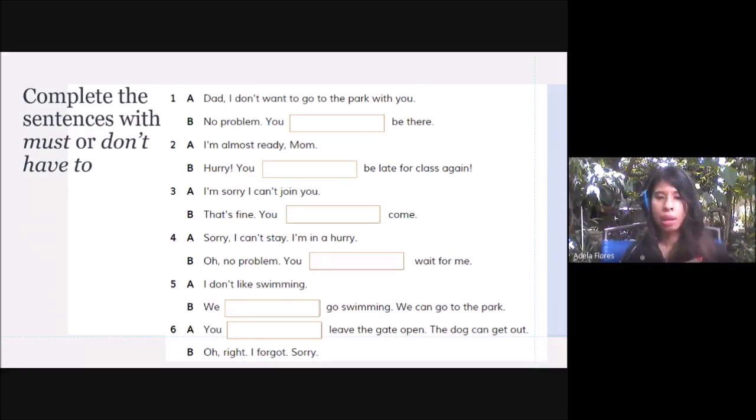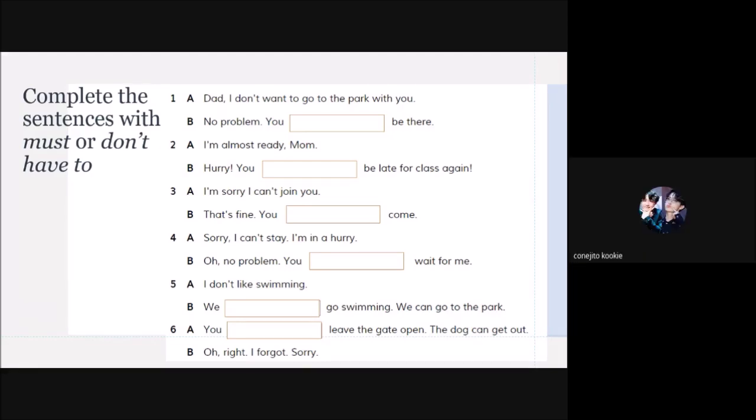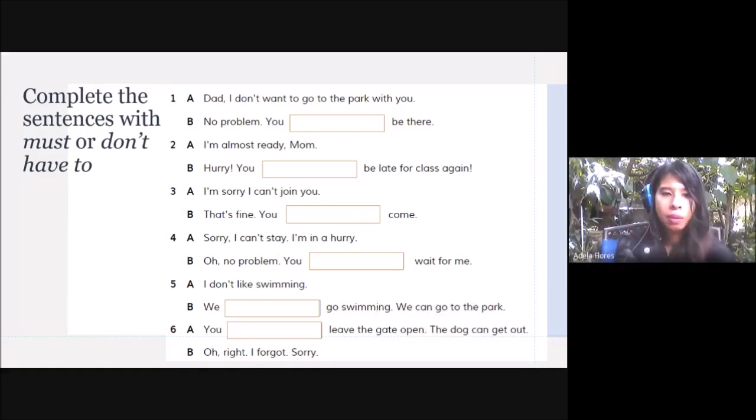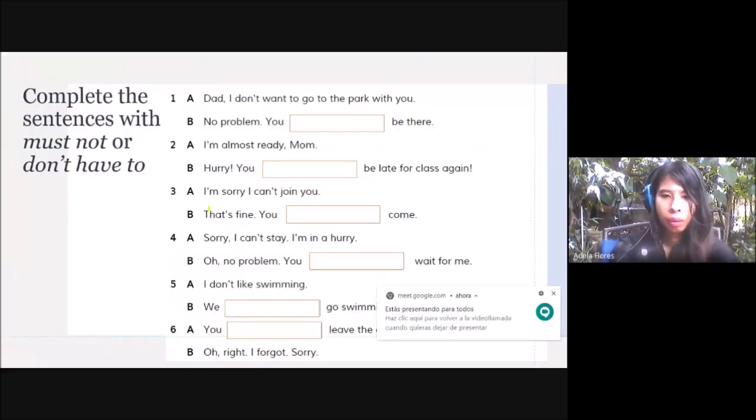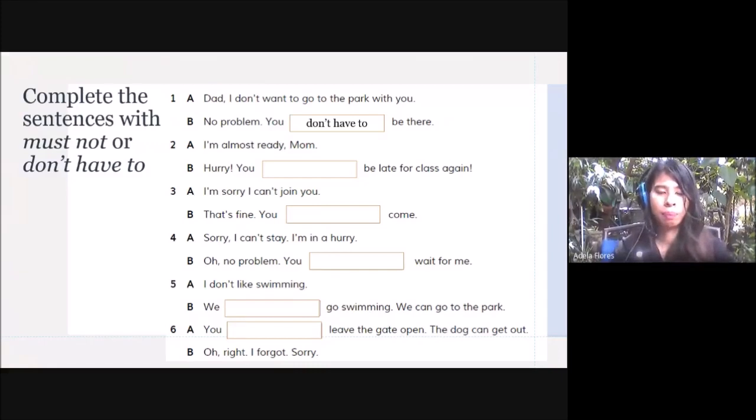Here, let's try to complete these mini conversations with the correct form. Okay. All right. So, for number one, we have: Dad, I don't want to go to the park with you. No problem. What would be the answer here? You don't have to. Our father is giving us the choice. Very good. Okay. We have the first one.